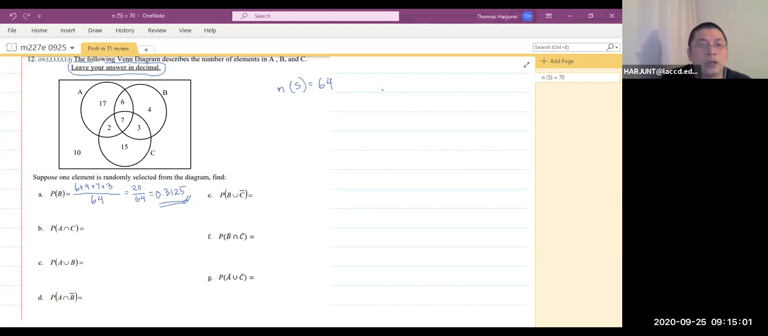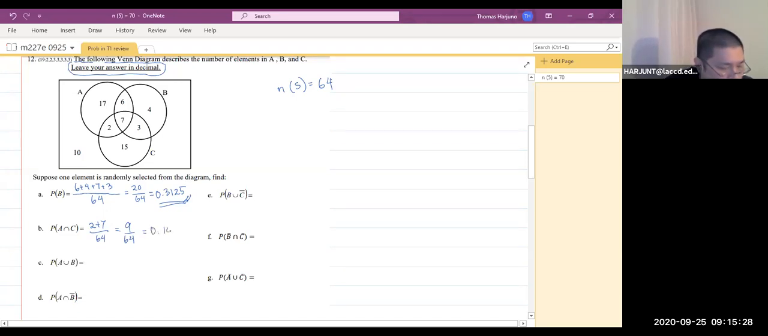Okay, now coming back here, probability of A intersection C. A intersection C refers to these two guys here, right? 2 plus 7 over 64. That's 9 over 64, which is 0.140625. But I round it to 5 decimal places, becomes 0.14063.